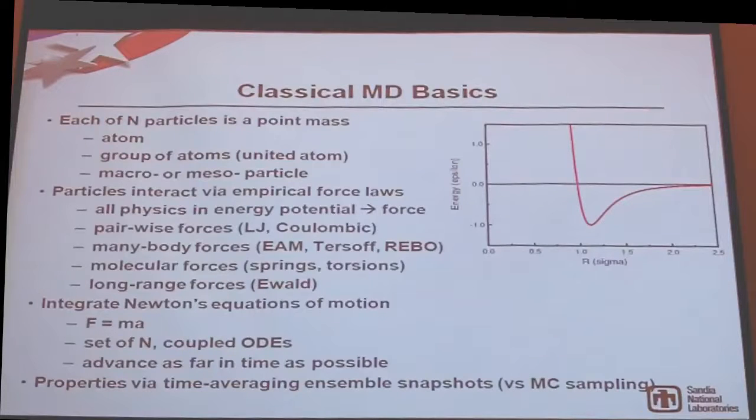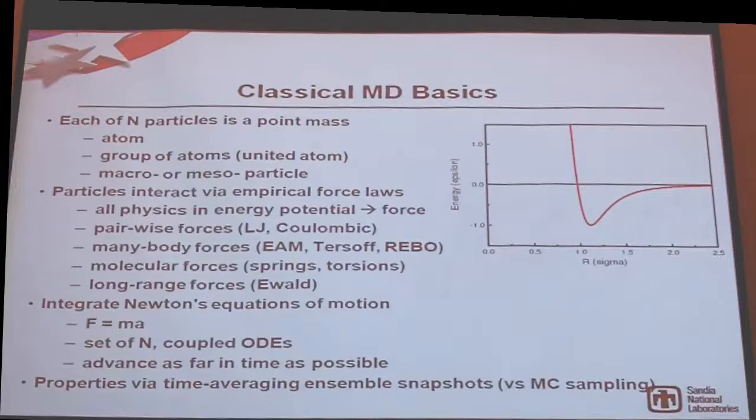Okay, so just a little bit about classical molecular dynamics. Each of n particles is a point mass. It can be an atom, but it can be a larger grouping of particles, or a mesoscale particle as well. It can be a group of atoms, and they interact via an empirical force law. The empirical force law describes how the particles interact as a function of distance, the separation distance between the particles.